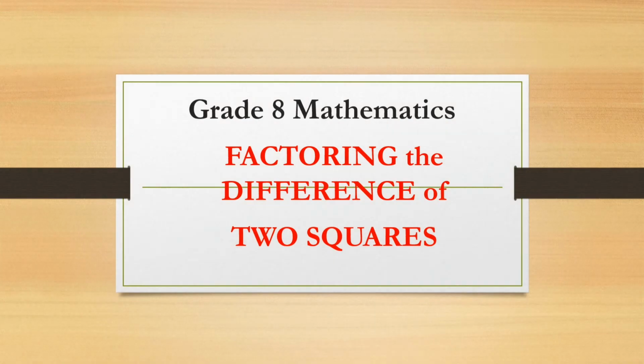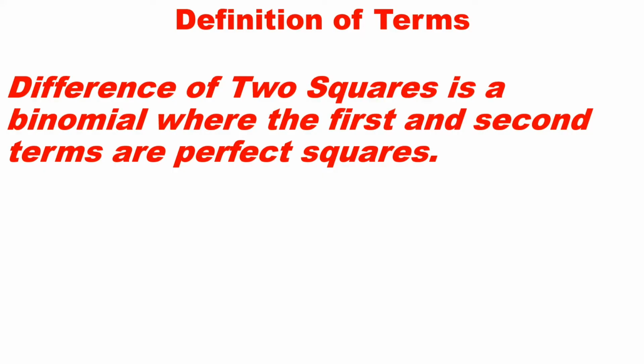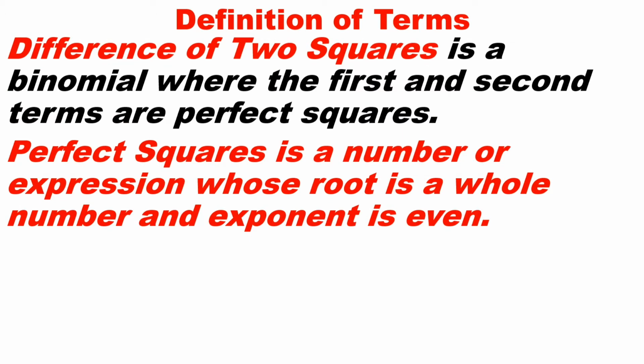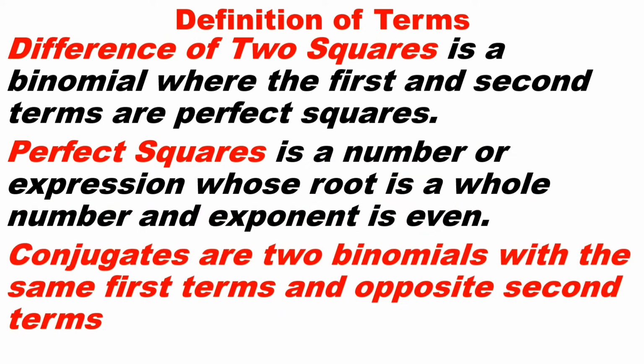Ito na nga ang second lesson ng grade 8 mathematics at simulan natin sa ilang definition of terms. Difference of two squares is a binomial where the first and second terms are perfect squares. Perfect squares is a number or expression whose root is a whole number and exponent is even. Conjugates are two binomials with the same first terms and opposite second terms.